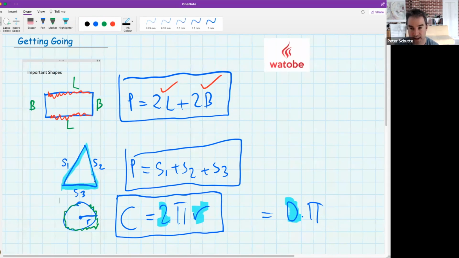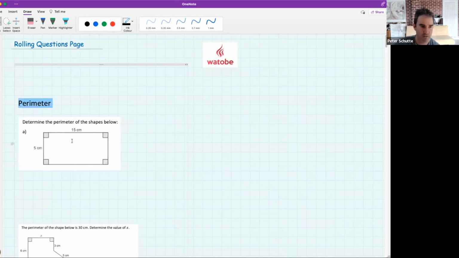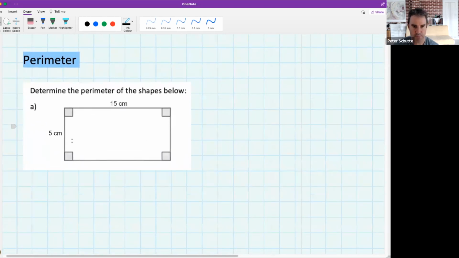Okay, so step 1 in measurement is making sure you're comfortable with perimeter. So let's do some questions. Very first question: what is the perimeter of this shape? You can just pop your answer in the chat once you've done that. Okay, remember I said perimeter of the shape. So we're trying to figure out the distance around the outside of this shape called a rectangle.